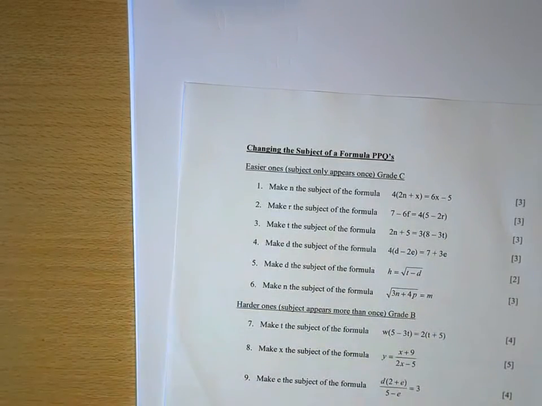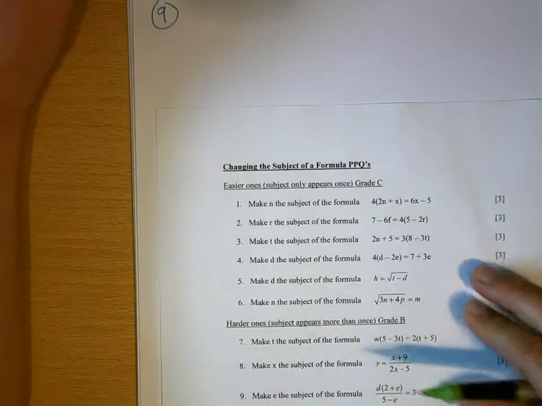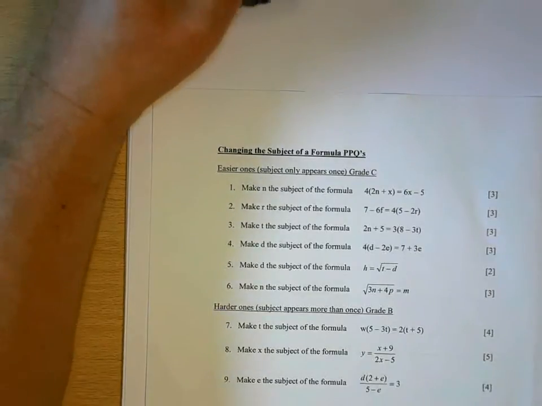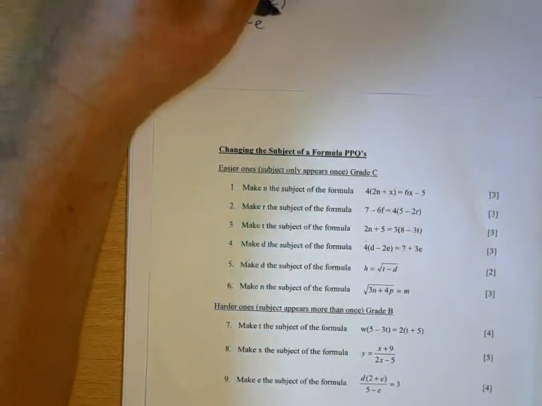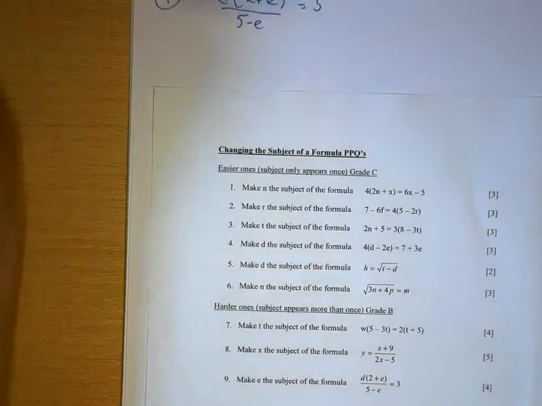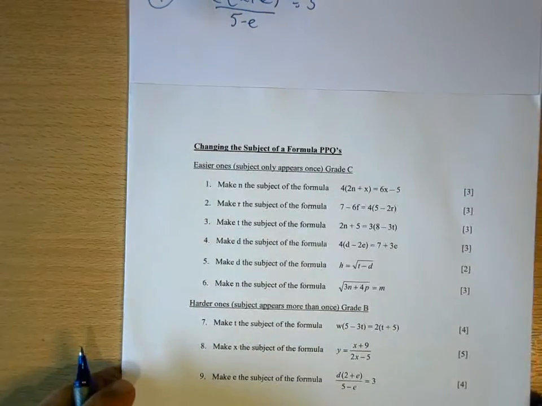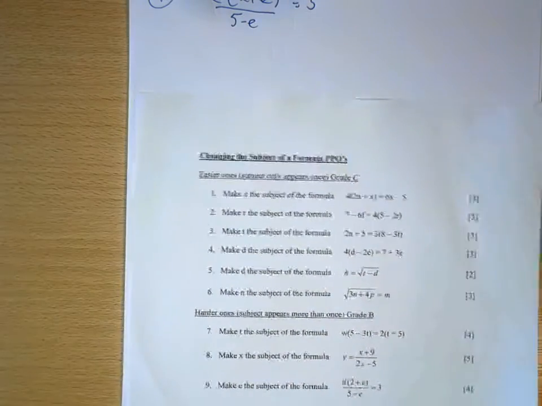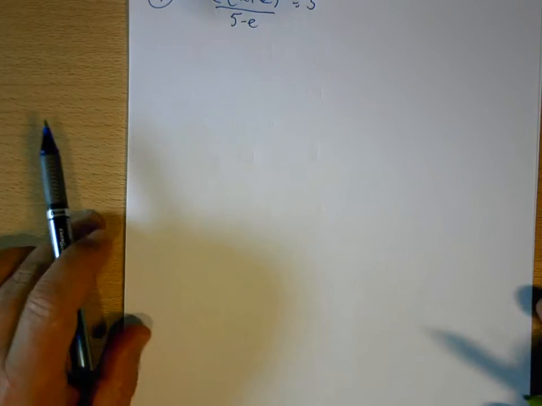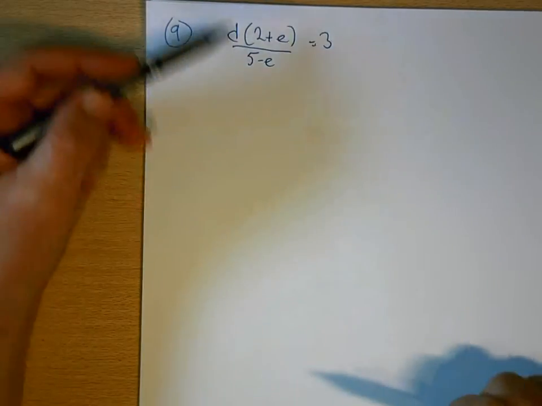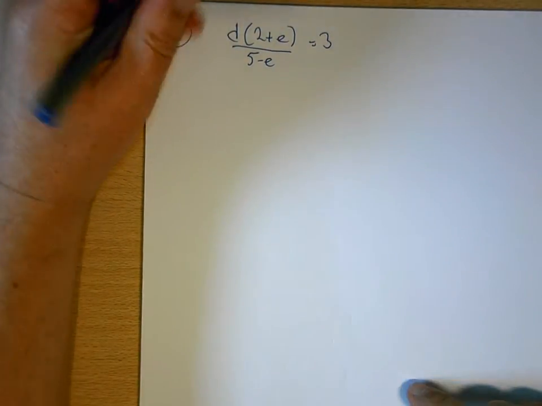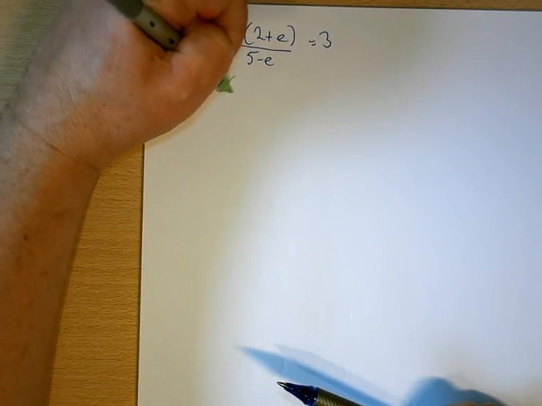And the final question that we're going to do here, number 9, make E the subject of the formula, D bracket 2 plus E over 5, take E equals 3. So this one now, 4 marks, and it's got brackets and fractions to deal with, so we're definitely up in the far end of the paper here. First thing, deal with the fraction. Here it's divided by 5 take E, so what we need to do is multiply both sides by 5, take E.